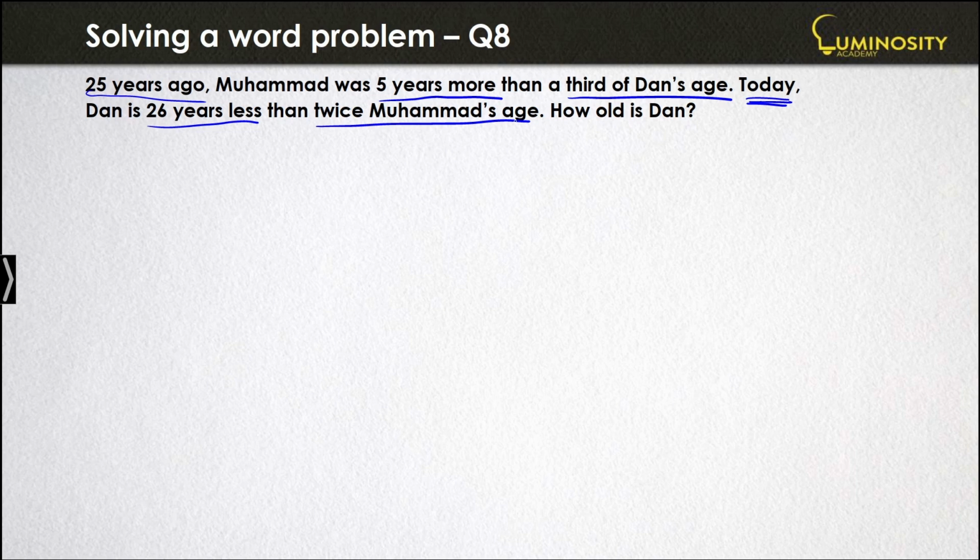But we are given Dan's age relative to Mohammed's age. So let us assign the variable of Mohammed's age today as x. This will give us the first system of equations. So we'll call Mohammed's age today x.